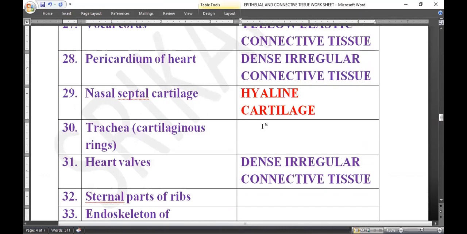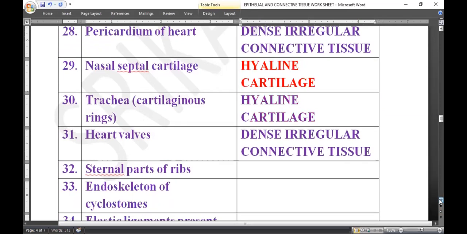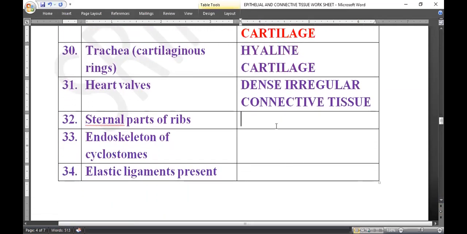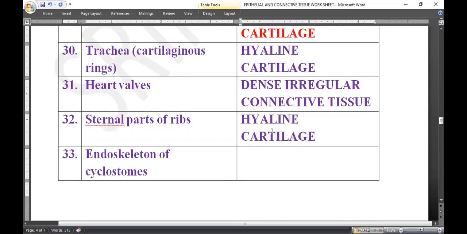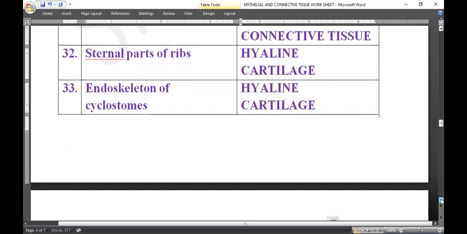Trachea with cartilaginous rings: hyaline cartilage. The sternal parts of the ribs: hyaline cartilage. Very good. Endoskeleton of cyclostomes: hyaline cartilage.